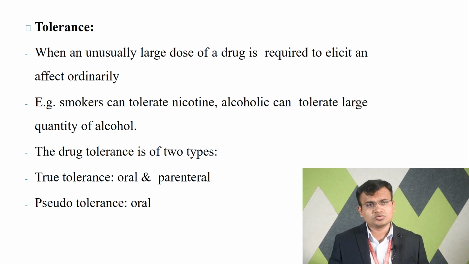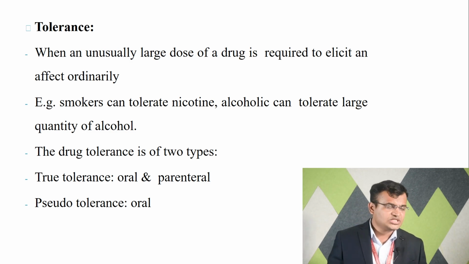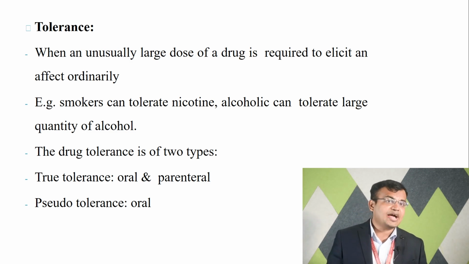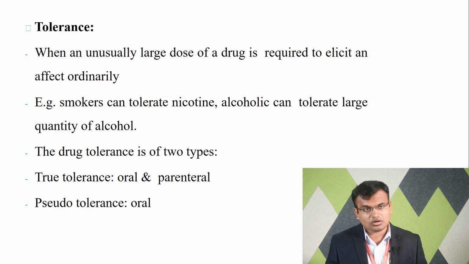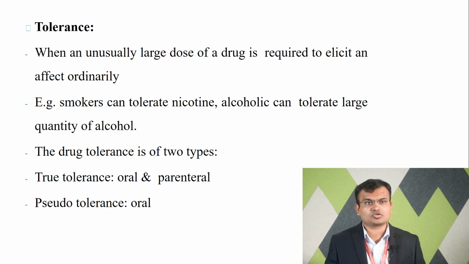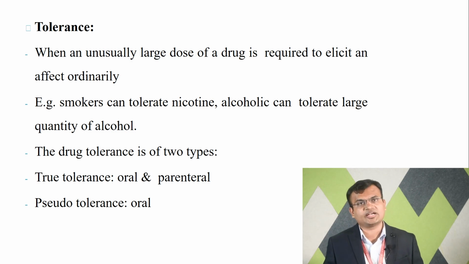First one is called true tolerance, and the second one is called pseudo tolerance. If a particular drug in the form of a dosage form is taken by the oral or parenteral route, then it is called true tolerance. On the opposite side, if it is taken by the oral route and it shows tolerance, then it is called pseudo tolerance. That means a body can become tolerant to any condition, dose or dosage form if it is repeatedly bombarded again and again.